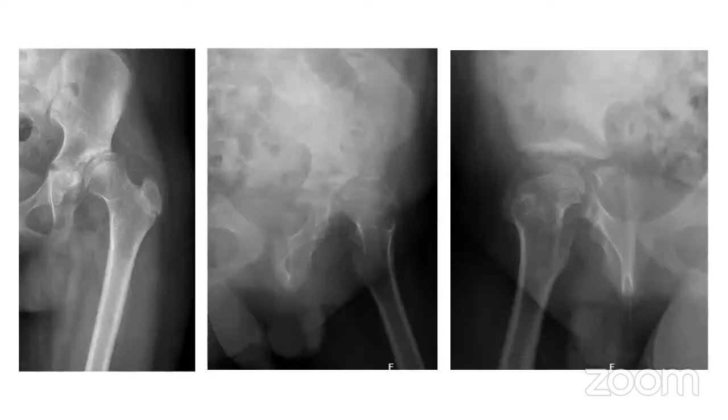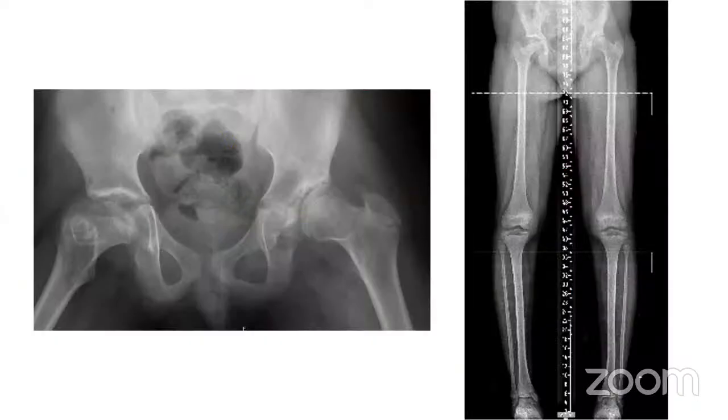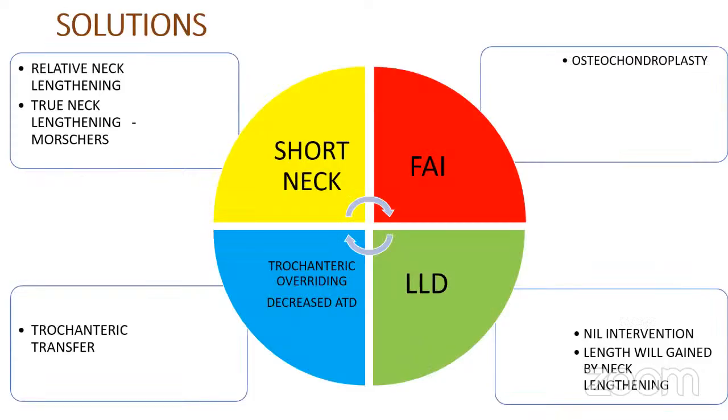These are the other X-ray views, and this is the full stitch view for the measurement of the LLD. The problems I found in these X-rays are shortening of the neck, LLD, trochanteric overriding with reduced ATD, and femoral head enlargement.